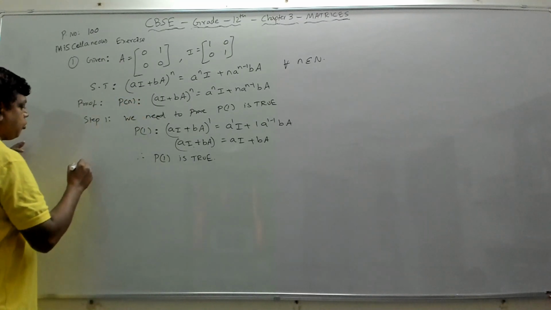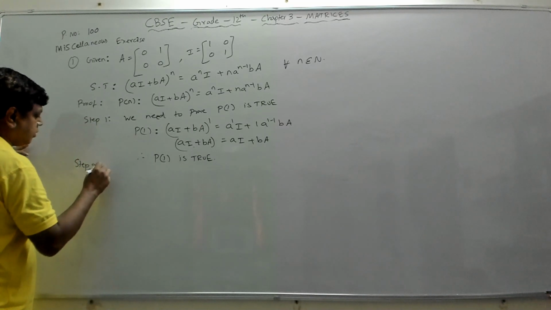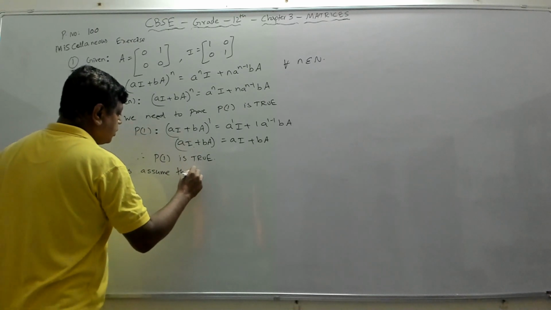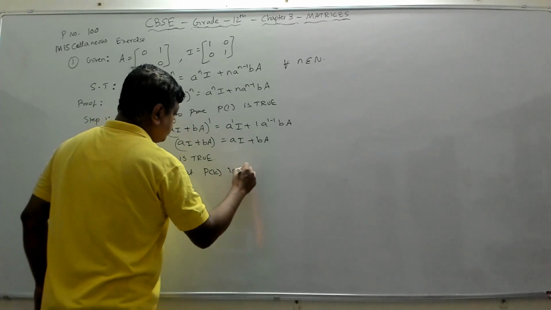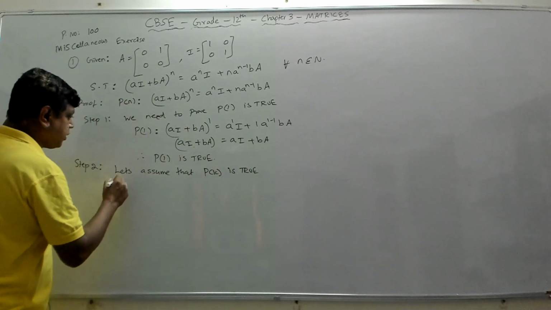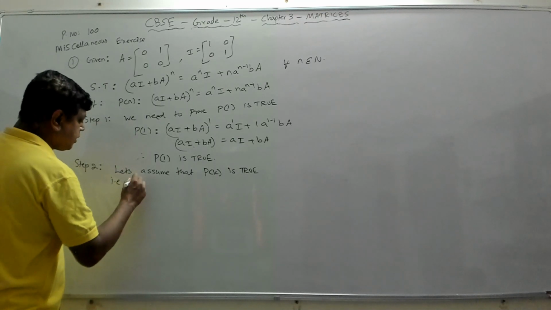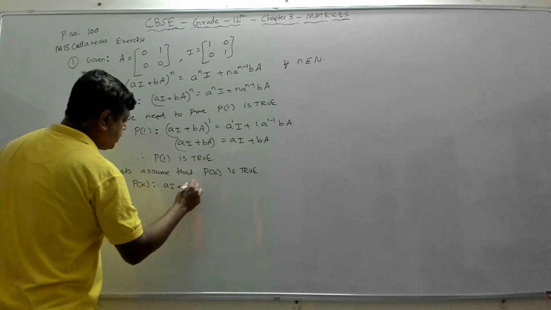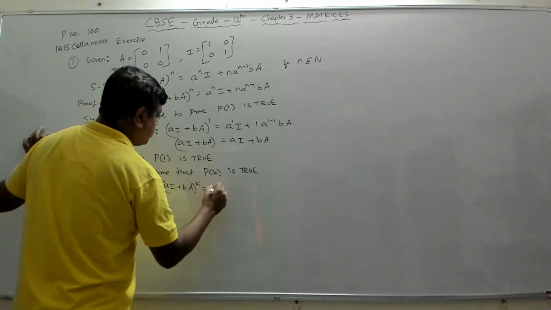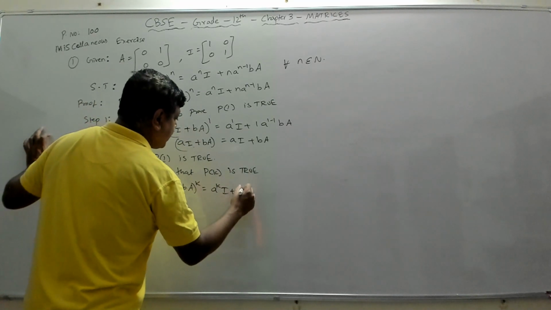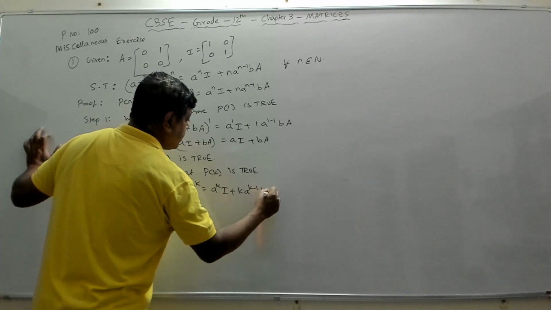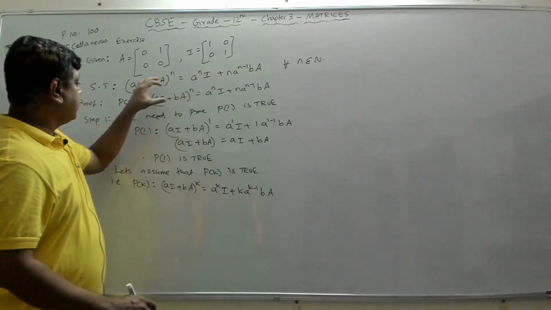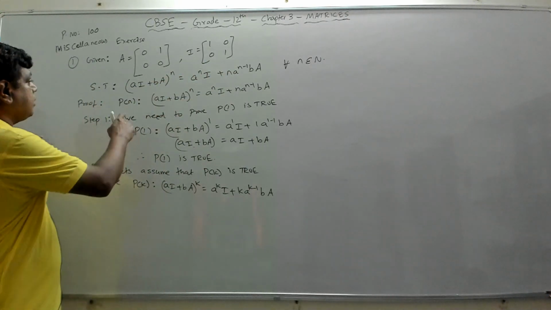Now that was step 1. Step 2 is, let's assume that P of k is true. So what is P of k? P of k is (aI + bA) whole power k equals a power k I plus k a power k minus 1 b A. So wherever n is there, you put k in this.